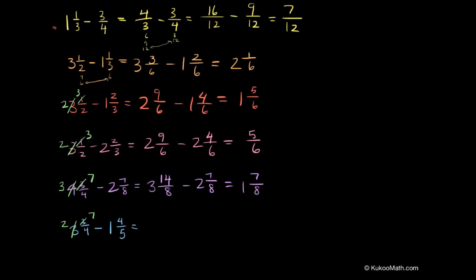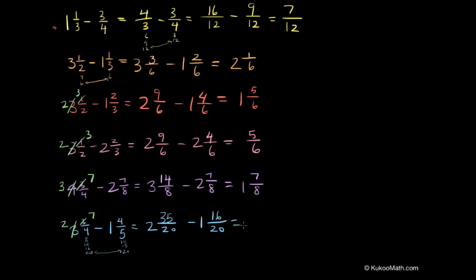So let's do that. 4, 8, 12, 16, 20, and then 5, 10, 15, 20. 20 is the first one they have in common, so we're going to use 20. Let's convert. 4 times 5 is equal to 20, and 5 times 7 is equal to 35. 5 times 4 is equal to 20, 4 times 4 is equal to 16.